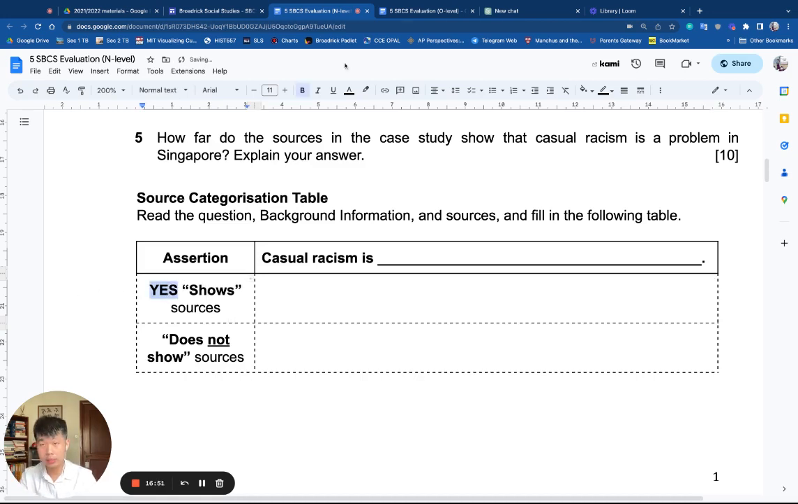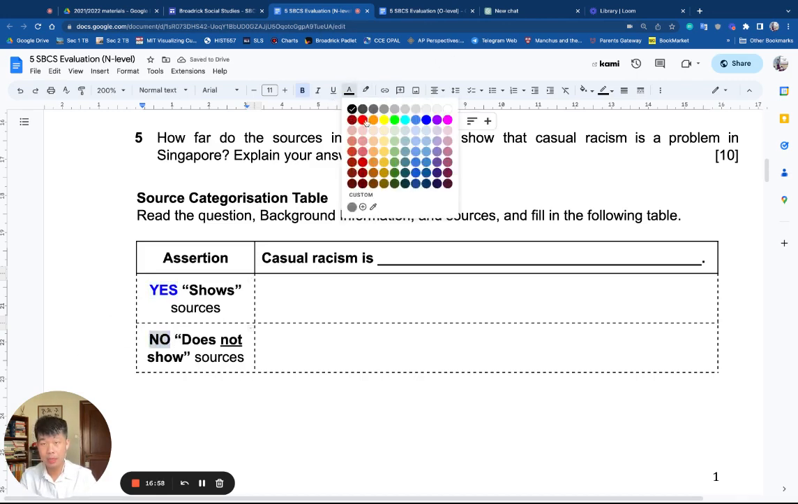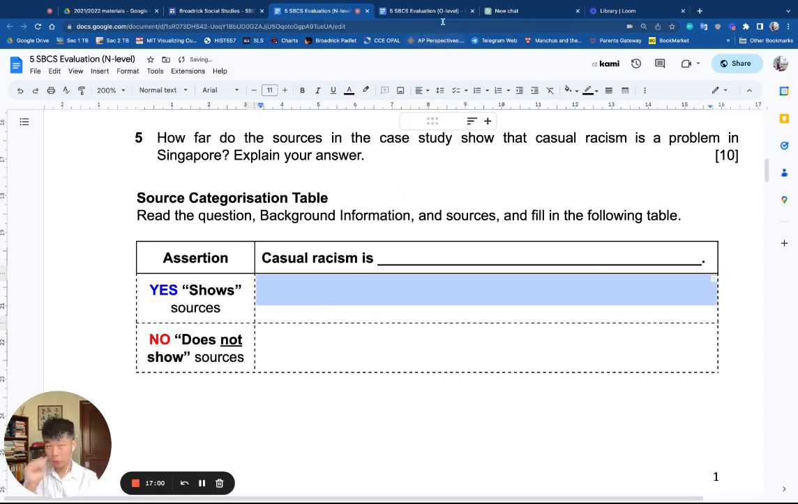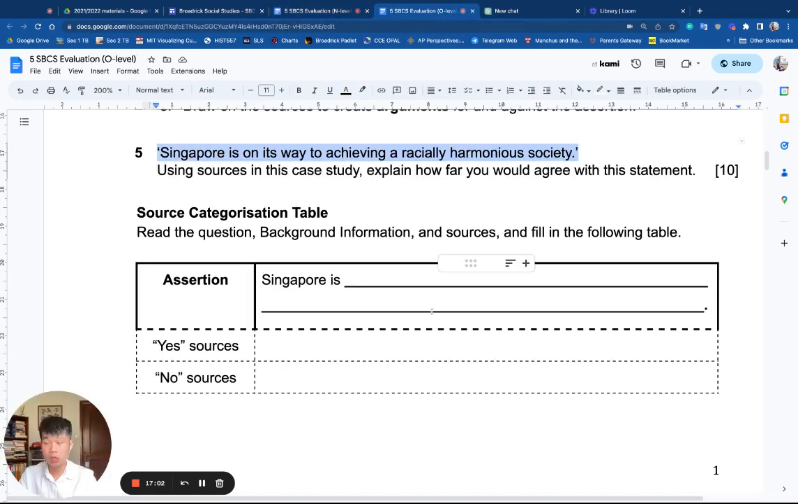So shows, again, is yes, but does not show is no. And if you are my O-level student, you please can go ahead and do the same thing, plug in the assertion from this statement, and then categorize the yes and no sources.